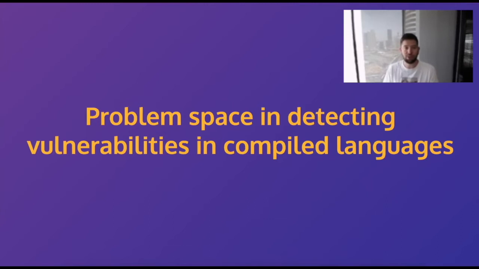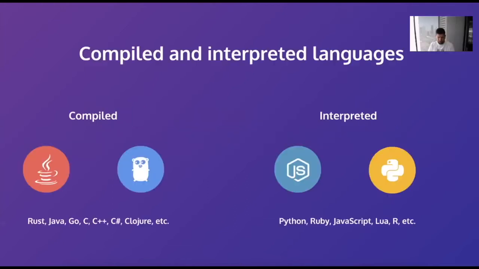The initial challenge that we encountered was the difference between scanning compiled and interpreted language applications inside. But before that, let's look at what compiled and interpreted languages are. These are two big groups of the programming languages we are using, and I'm just going to name a few. Compiled ones are like Rust, Java, Go, the C group. Interpreted ones are Python, Ruby, JavaScript, and Lua. To explain it a bit easier, next slide, please, Agata.